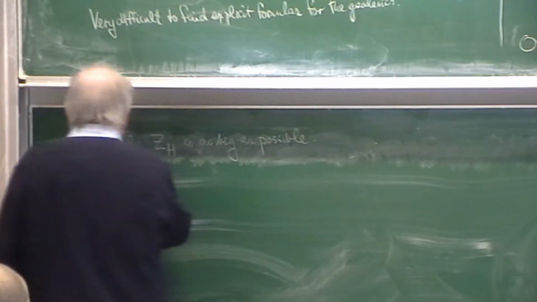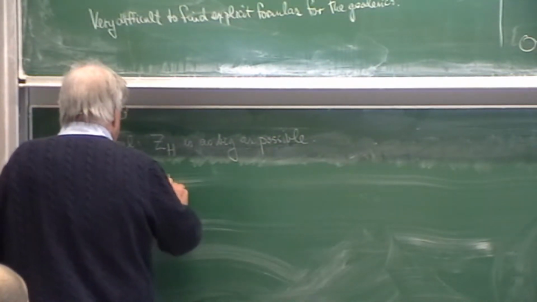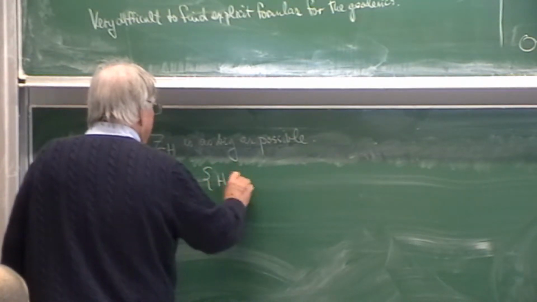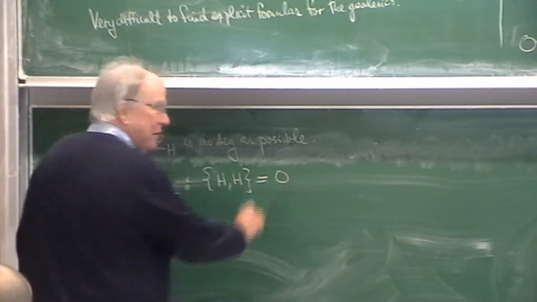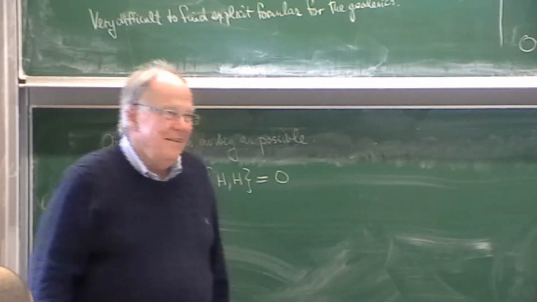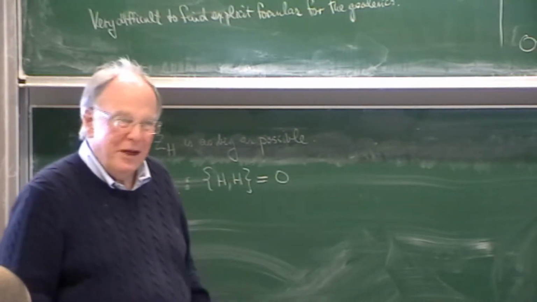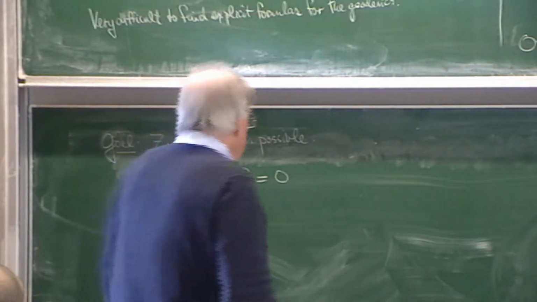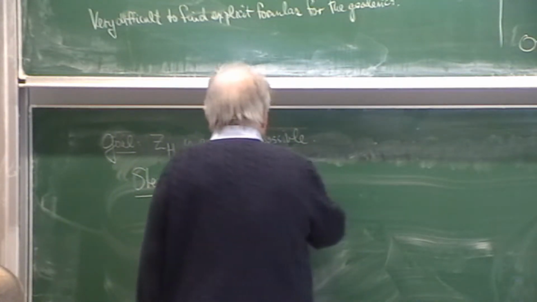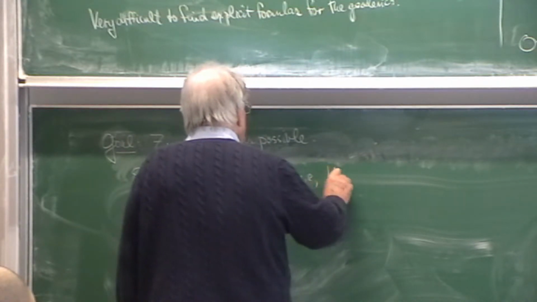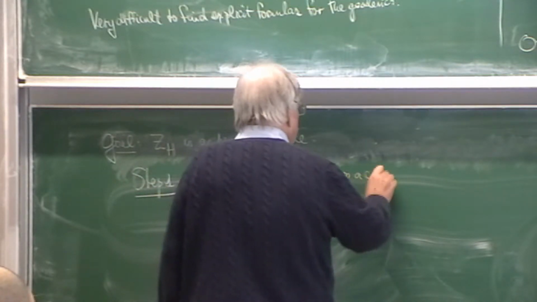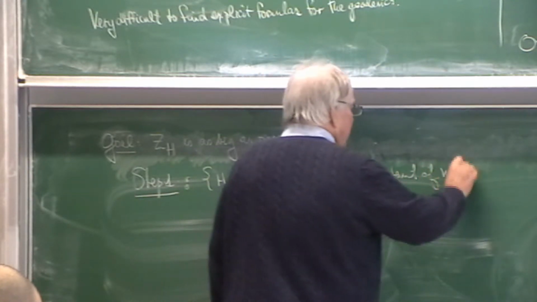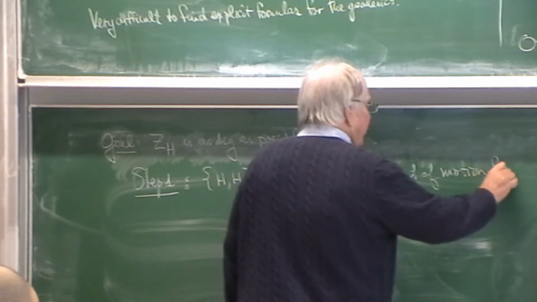So the goal, step 1: the bracket of H with H, this is devoted to Maria, equals 0. She pointed out that I should worry about commutativity or not, but since it's anti-commutative, it is 0. So it means that H is a constant of motion for the Hamiltonian flow X_H.